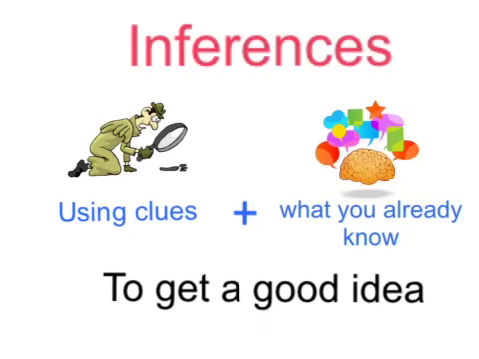If you are inferring or making an inference, you are using clues from the text or from the pictures, plus using things that you already know that's inside your mind, inside your brain. If you do both of those things, then you will get a good idea. So you're using both of those to get a good idea, the clues and things that you already know.